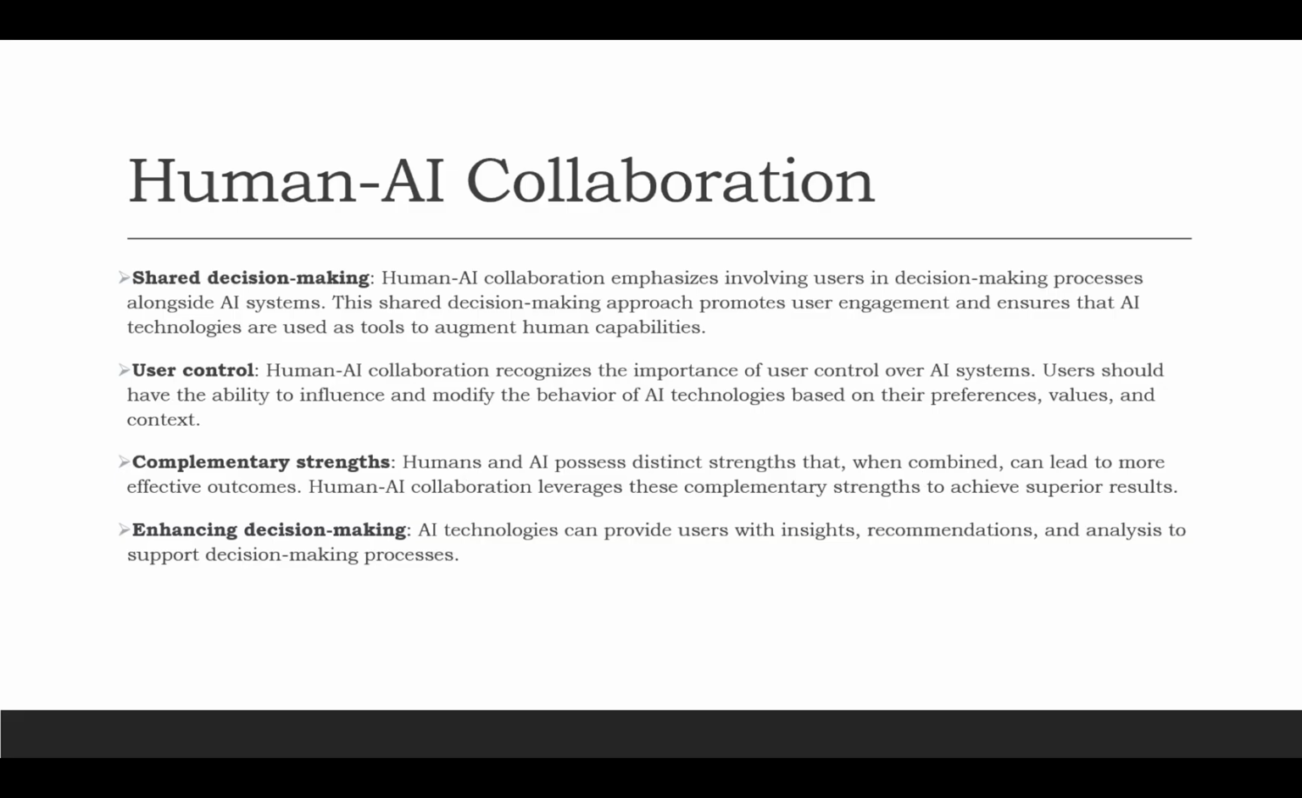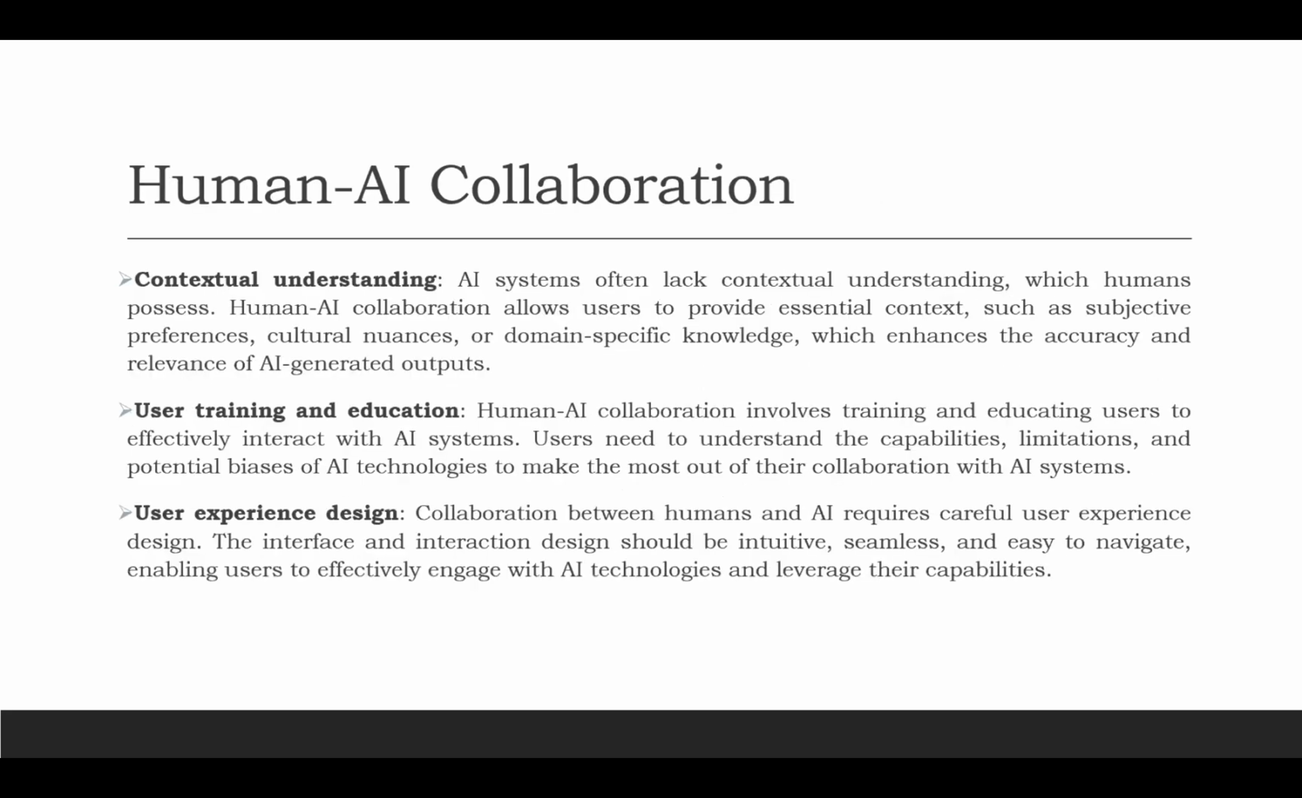Now coming to human-AI collaboration. Human-AI collaboration emphasizes involving users in the decision-making process alongside AI systems, and it recognizes the importance of user control over AI systems. Humans and AI possess distinct strengths that, when combined, can lead to more effective outcomes. AI technologies can provide users with insights, recommendations, and analysis to support the decision-making process. Coming to contextual understanding, AI systems often lack contextual understanding, which humans possess, so it allows the users to provide essential context.